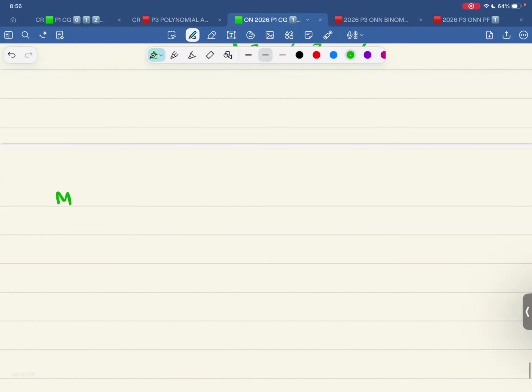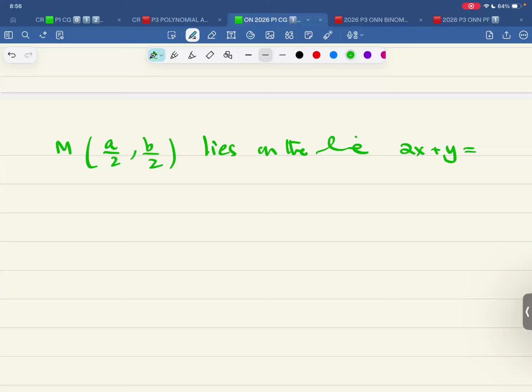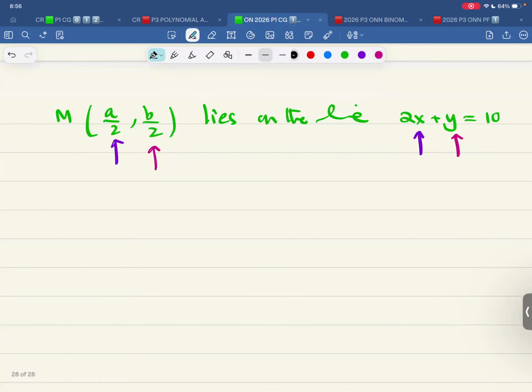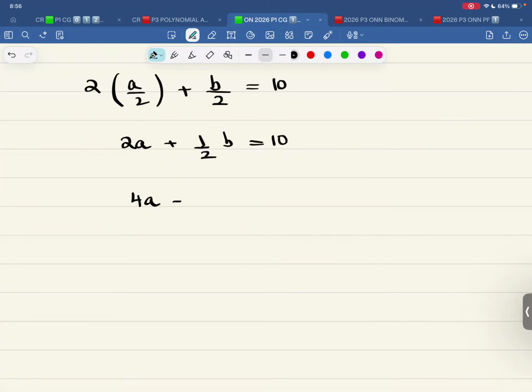It lies on the line 2x plus y is equal to 10. So M, which is (a over 2, b over 2), lies on the line 2x plus y equals 10. That means take the x-coordinate, plug in place of x, take the y-coordinate, plug in place of y, since it lies on the line. So therefore, 2 times a over 2 plus b over 2 equals 10. 2a plus half b is equal to 10, multiplied by 2. 4a plus b is equal to 20. This is equation number 1.